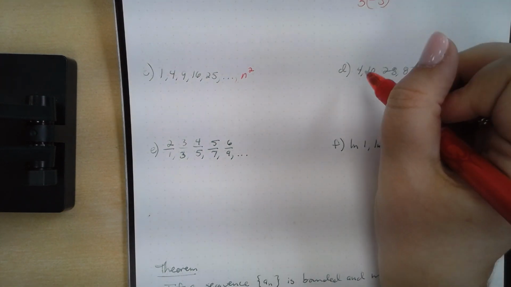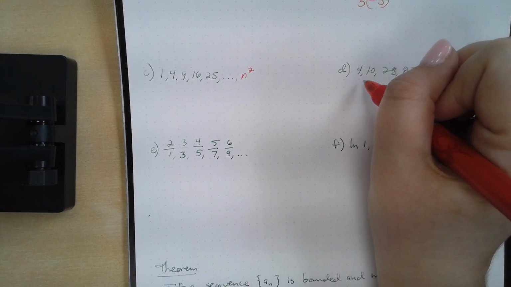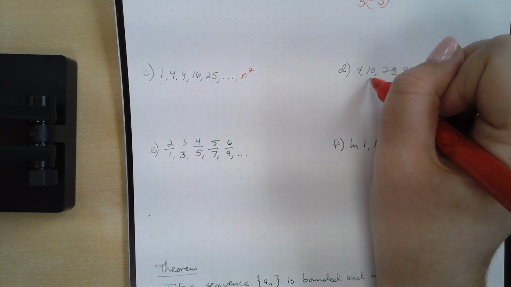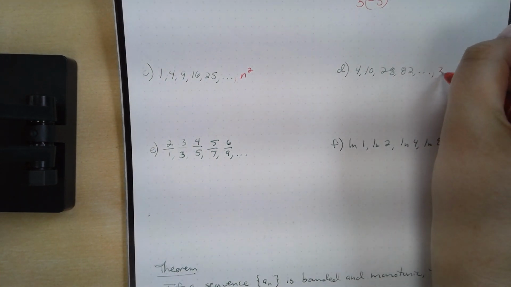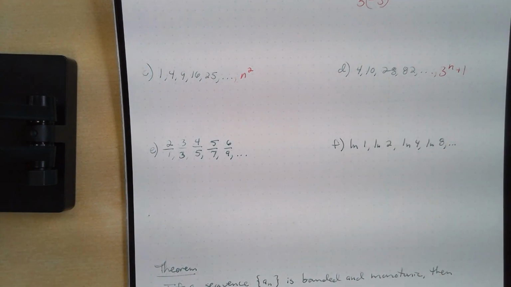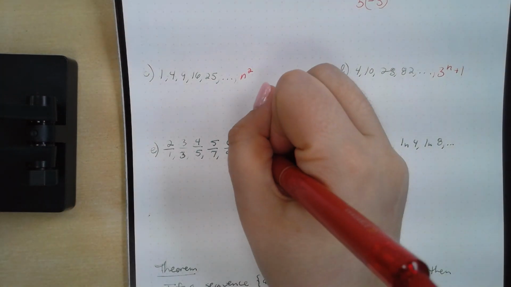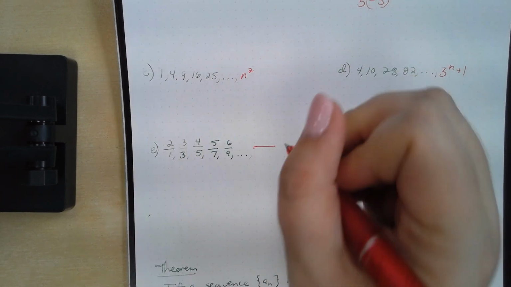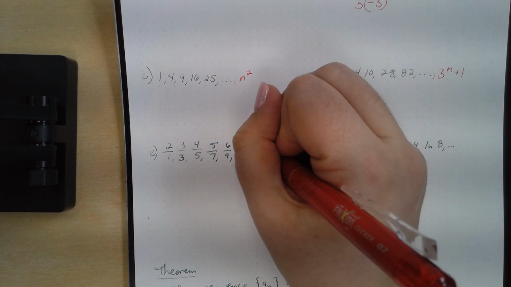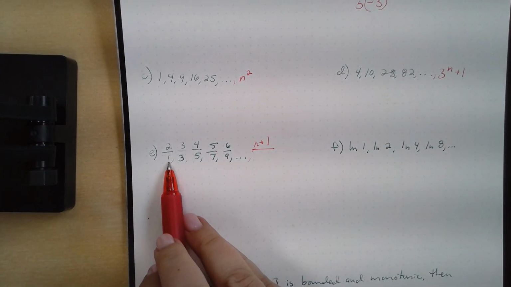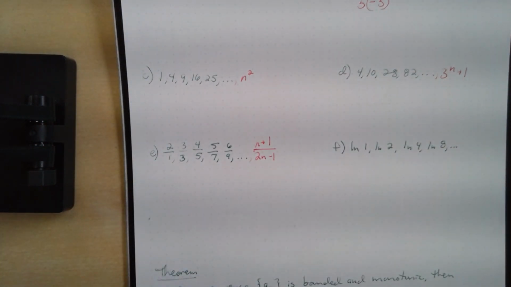If we look at this in terms of 3, this would be 3 to the first power plus 1. This would be 3 to the second power plus 1, 3 to the third power plus 1. So our pattern here is actually 3 to the n plus 1, which is kind of a cool one. Here we've got some fractions, so we can think of those as two separate terms. In our first one, we've got 2, 3, 4, 5, 6. That's just going to be n plus 1. In our bottom, we have the odds, which we already saw, so that's 2n minus 1.